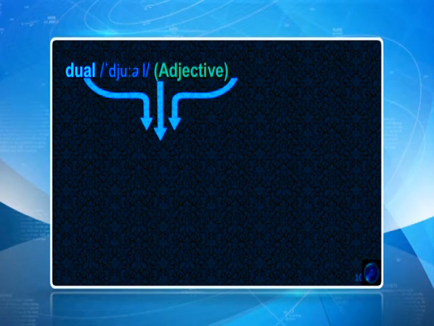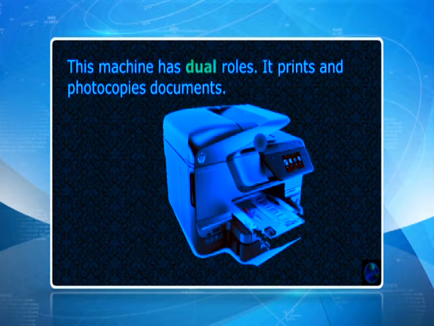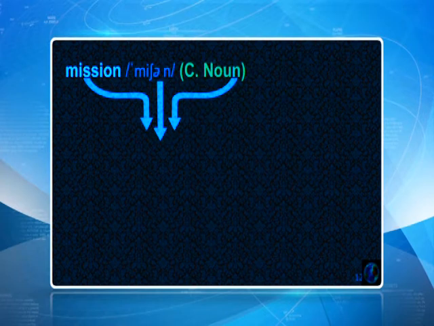Let's move to the following word, which is dual. It's an adjective, which means consisting of two parts, elements or aspects. For example, this machine has dual roles. It prints and photocopies documents. So it does two things at the same time. It prints and it photocopies.